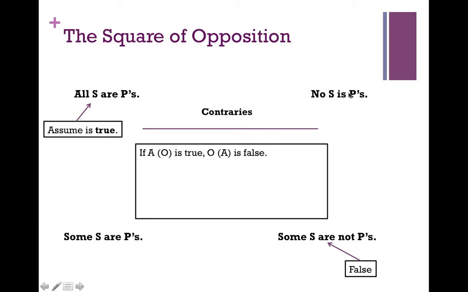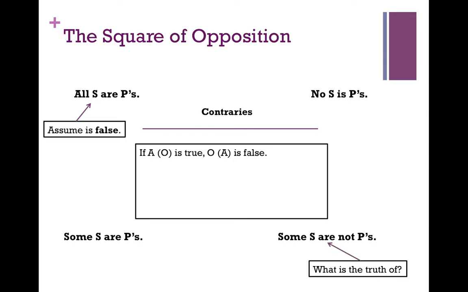But if no S is P, if that's true, then it's going to follow that some S are P can't be true. Because think about it. If no student is smart, then it can't follow that some are. And vice versa. If some students are smart, it can't be the case that none of them are. So I should have included that on here, but hopefully you can see that corner to corner, if one is true, the other is false.